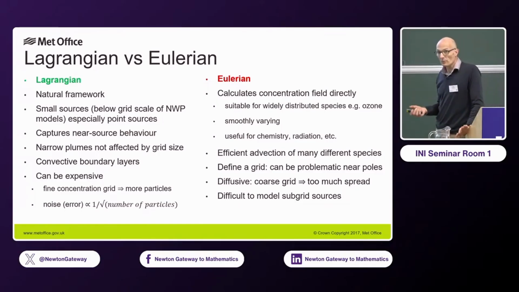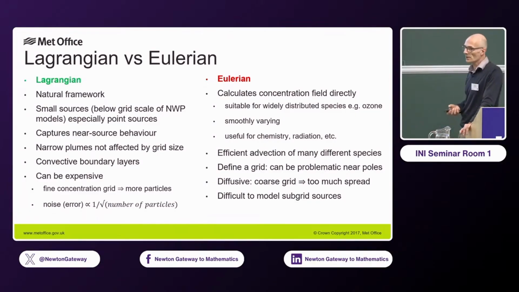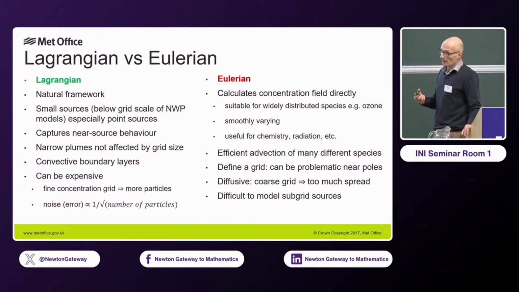An Eulerian model, on the other hand, solves the scalar transport equation and solves directly for the concentration. And this is much better suited for problems where you've got slowly varying species that might occupy a large spatial extent. This is particularly the case for air quality modelling. They're also advantageous when you have many different species, which is also the case with air quality modelling.